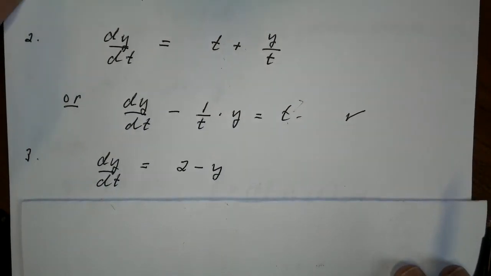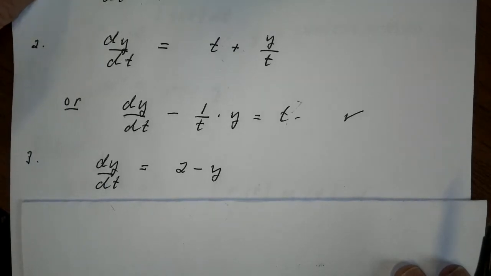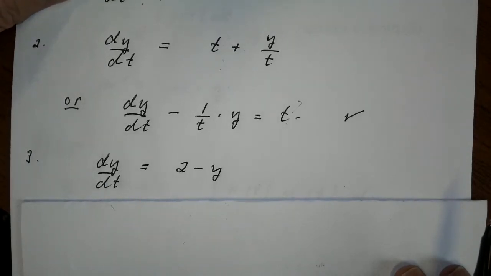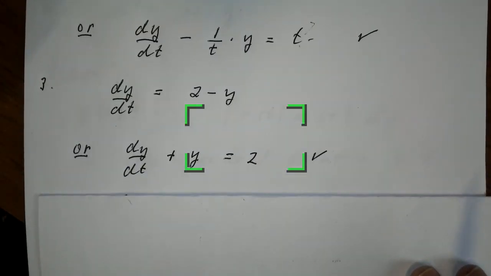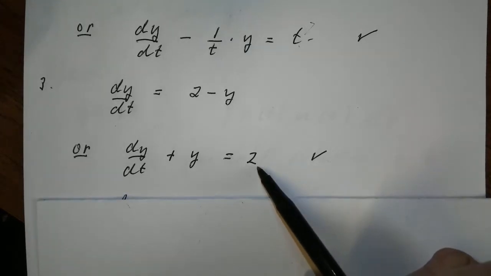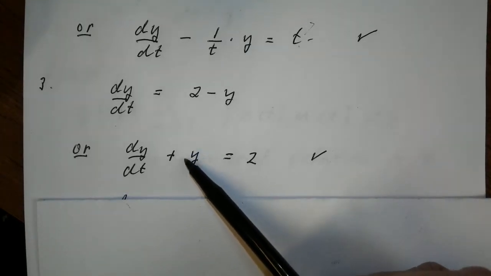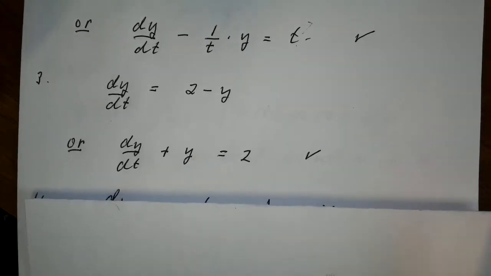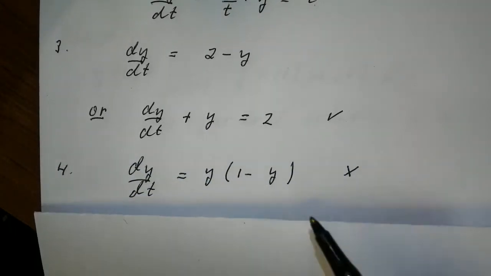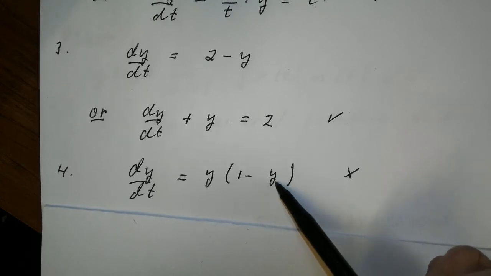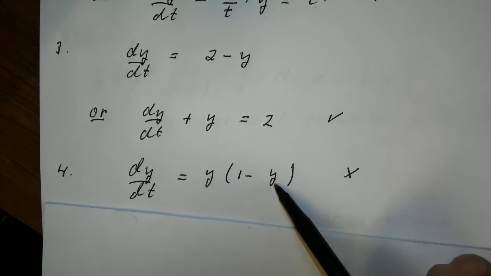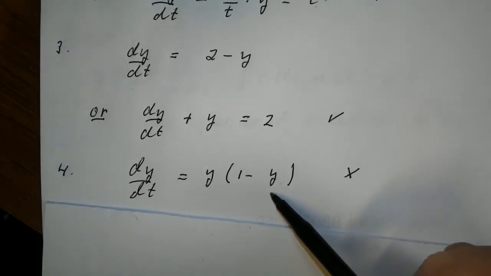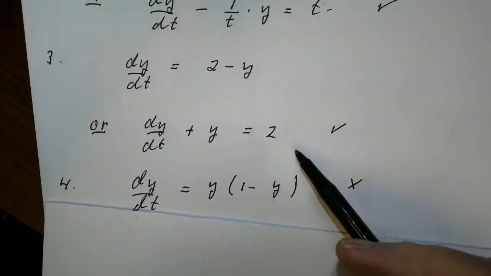Another example: dy/dt equals 2 minus y. This is actually a first order linear autonomous differential equation. If we rearrange this by adding y to each side, we see that r of t is 2, g of t would be just 1 in this case. Something like dy/dt equals y times 1 minus y. This is logistic. This is not linear, because if we were to expand this, we'd have y times y, which is y squared. So this method would not apply for such a differential equation.